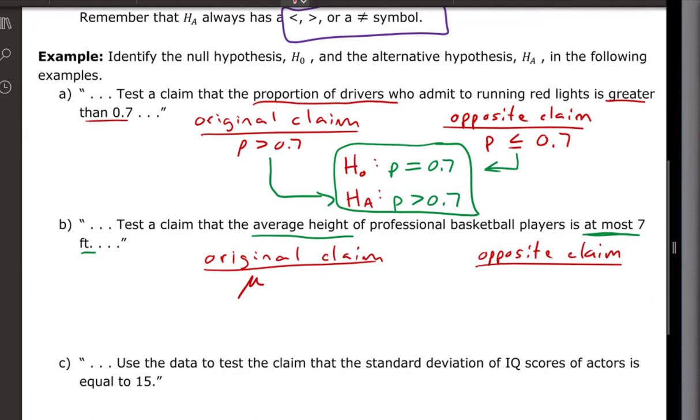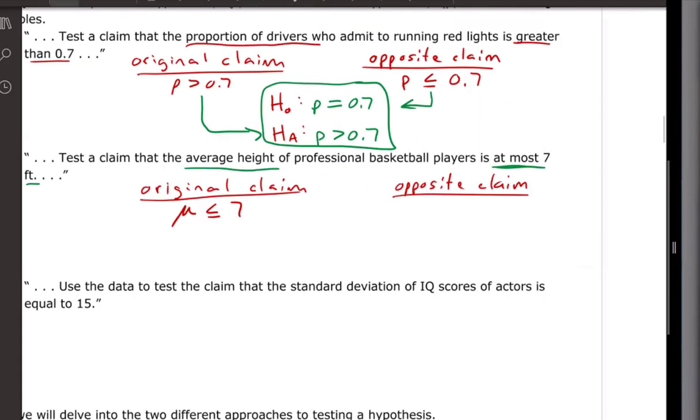So average right there, you're going to put a mean symbol for that. And then at most 7 feet. Okay, so at most 7. Think about it: if somebody said you can mow yards and you're going to make at most $7 doing it, you're going to make 7 or less. So it's going to be less than or equal to 7. So it won't go over 7. Which means the opposite claim will have to be mean greater than 7.